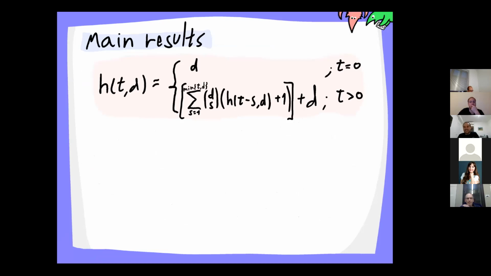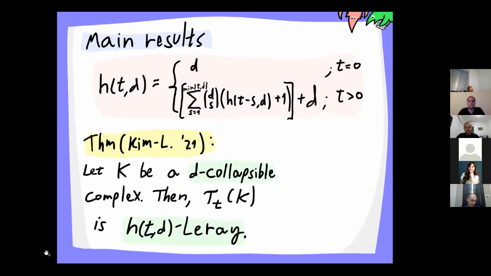Okay, so now I will show you what we did manage to prove. First we define a number H(t, d) in the following way. For t equals 0, this is d, and for t larger than 0, it's defined by this recursive formula. The details are not very important. And we proved the following. If K is a d-collapsible complex, then the t-tolerance complex of K is H(t, d) Leray.